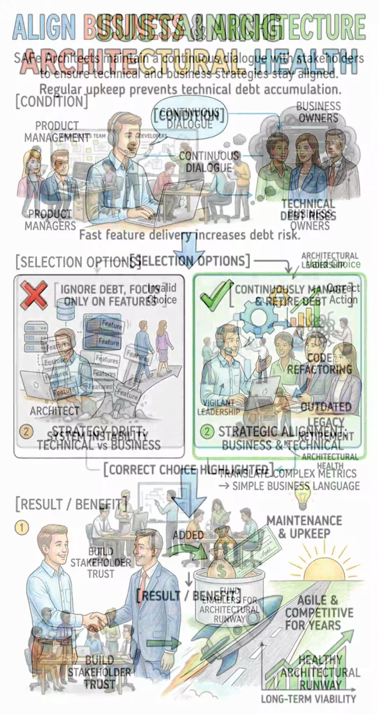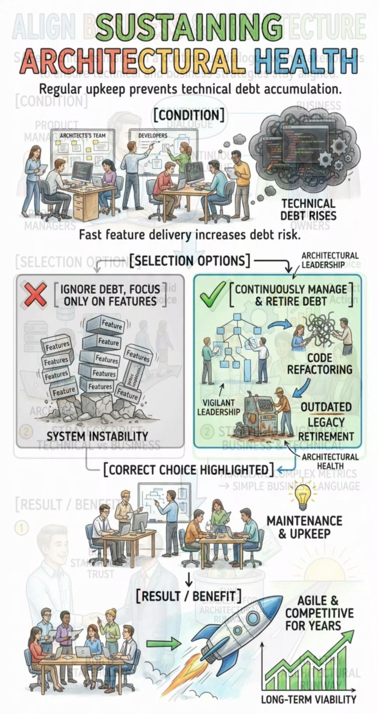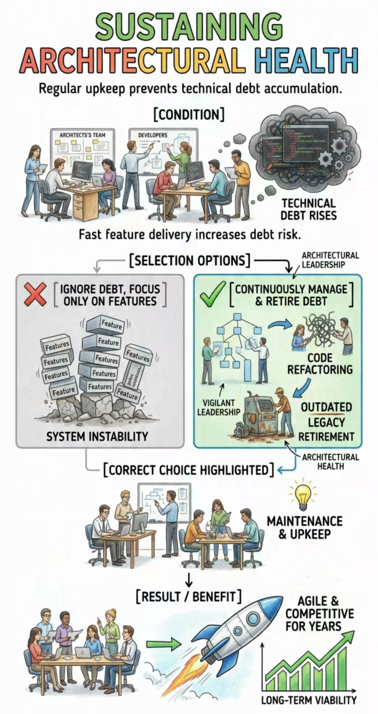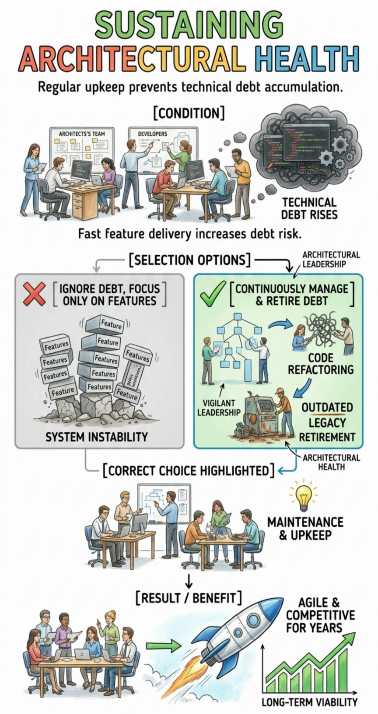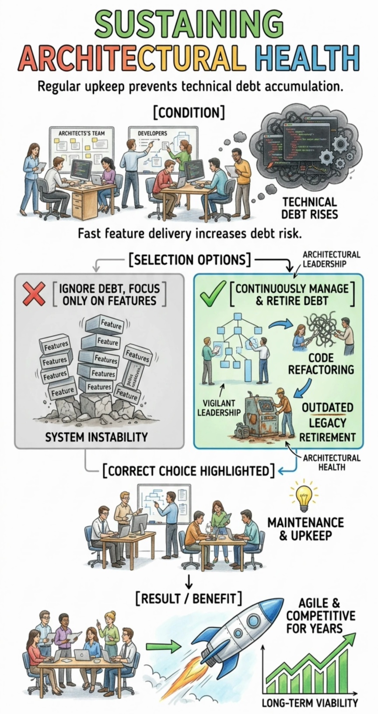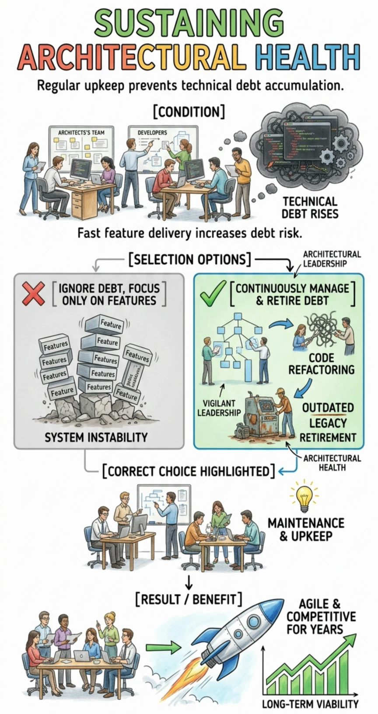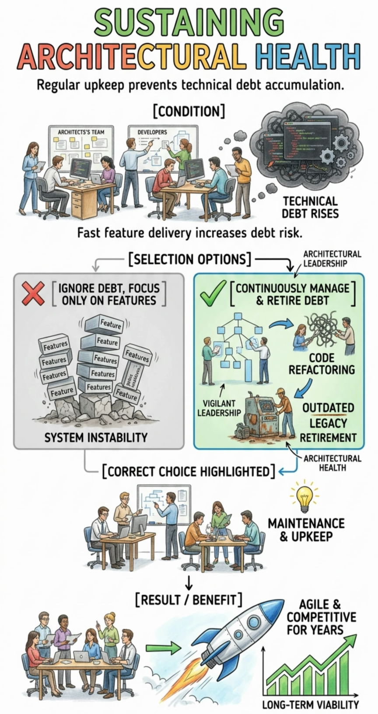Sustaining architectural health over the long term requires relentless vigilance. As teams rush to deliver features, technical debt will naturally creep into the system. Your role as a leader is to ensure this debt is never ignored or hidden. You must champion the continuous refactoring of code and the retirement of outdated legacy systems. Teaching the organization to regularly clean up its architecture ensures that the company remains agile and competitive for years to come.